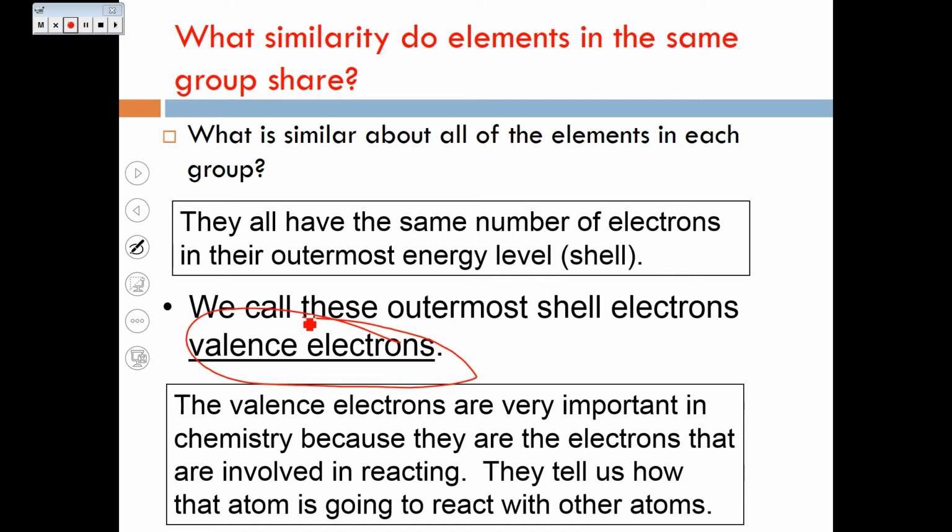So the valence electrons are able to help us predict what elements will combine and what elements will react. They tell us how the atom is going to react with other atoms.